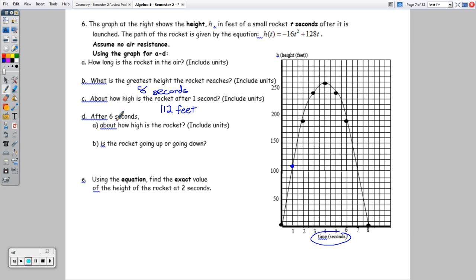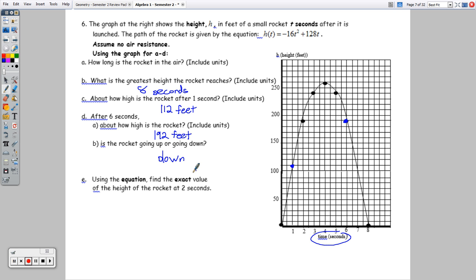So after 6 seconds, about how high is the rocket? If we look at 6 seconds, that point is drawn in right there, and that looks close to 190. Using the equation, you would actually get 192. So anything close to those two values would definitely be acceptable. If it says about, you are estimating. And then is the rocket going up or down at that point? It went up until 4 seconds, and then it started coming back down. It's on its way down. So you would say it's going down at 6 seconds.